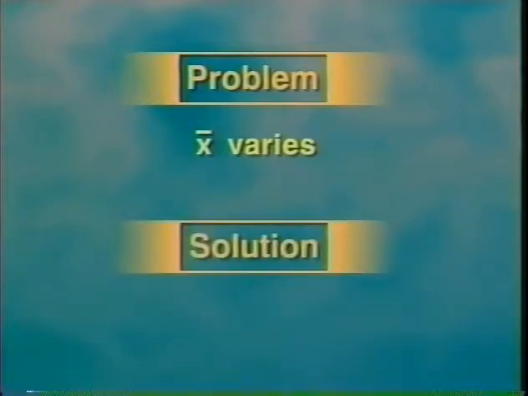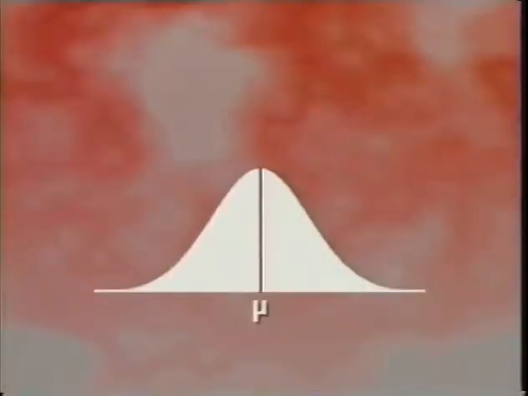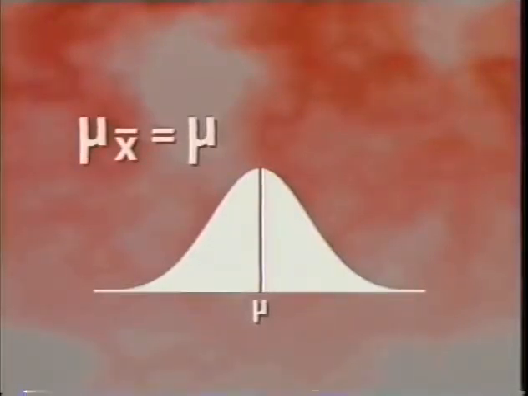The problem with using x bar to estimate the unknown population mean mu is that x bar varies when we take repeated samples. The solution to the problem rests on the fact that we know just how x bar varies. We know that the sampling distribution of x bar is normal. The mean of the sampling distribution, mu of x bar, is the same as the unknown mean of the population, mu. And the sample mean is less variable than individual observations from the population.